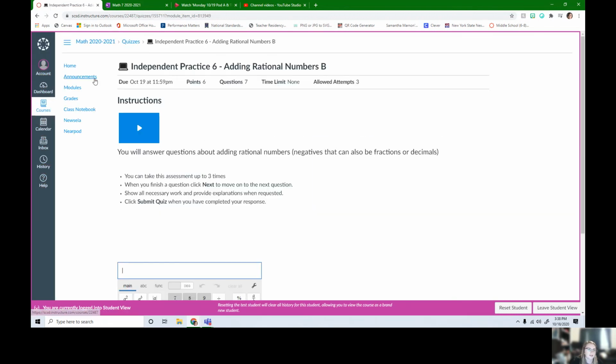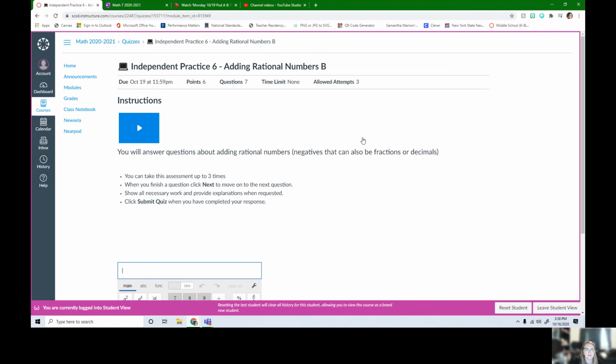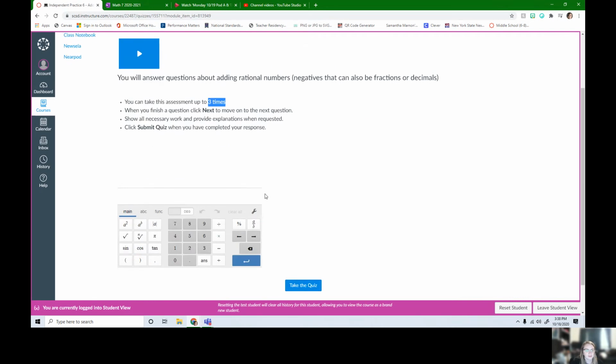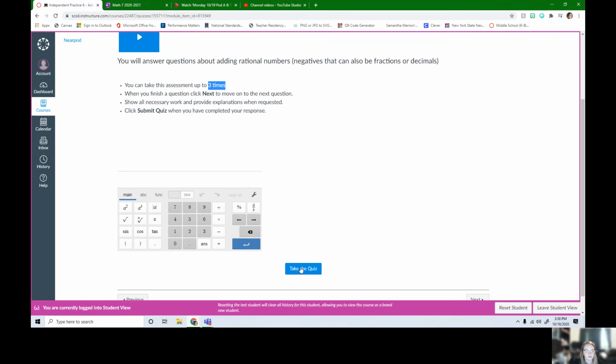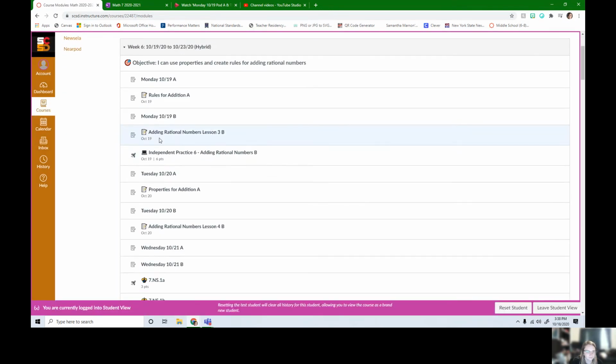The next thing is an independent practice 6. So it's just about adding rational numbers. It should be pretty quick and easy. It's mostly going to be with number lines, but we're also going to include some fractions and some decimal numbers. But your student can take this up to 3 times, and there is a calculator right here. They take the quiz and it will get started. I'm going to go back to modules. So that was for Monday.